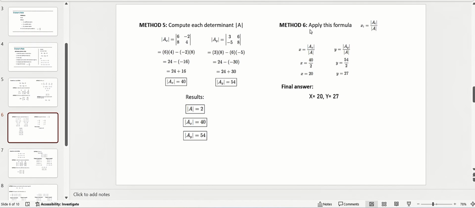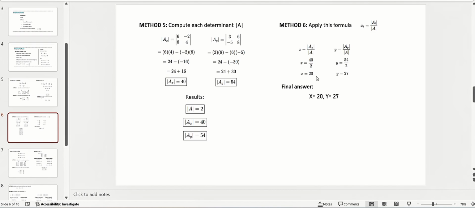And then sa last method niya is to apply this formula. So atong unahon ang x. So ang atong value sa determinant of A sub x is 40. So atong nang ibutang, and then ang atong value sa determinant of A is 2. Then after that atong i-divide. So mao ni siya ang 40 divided by 2 is equal to 20.